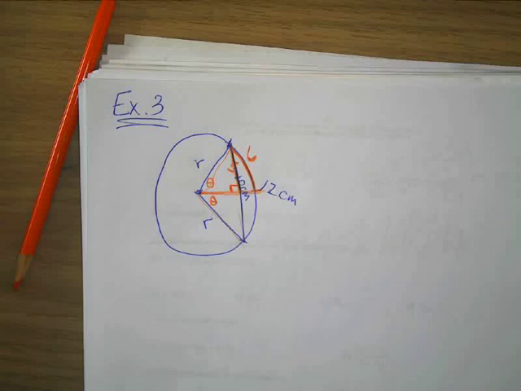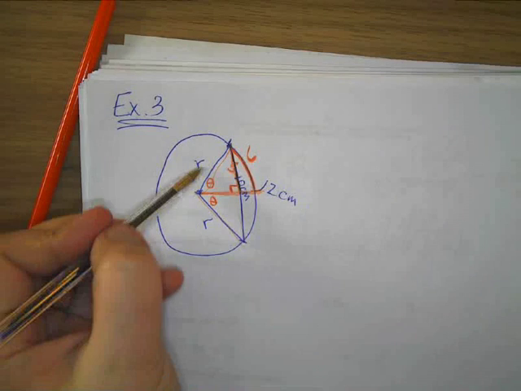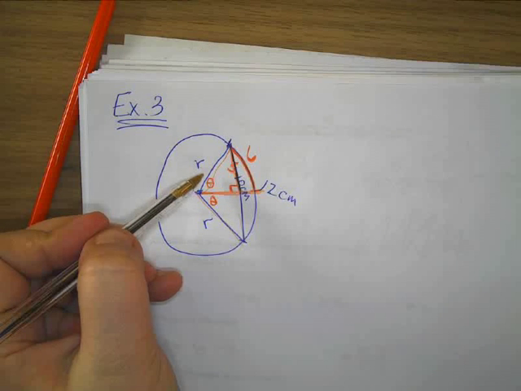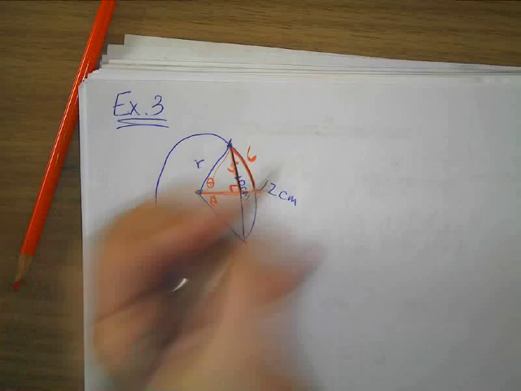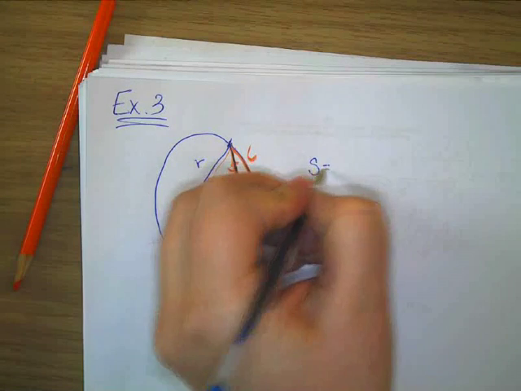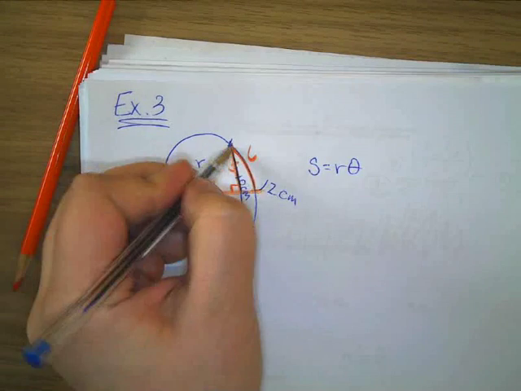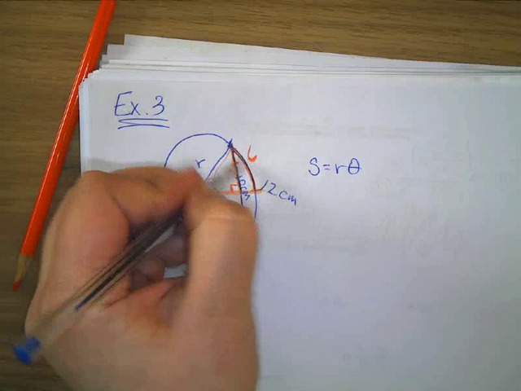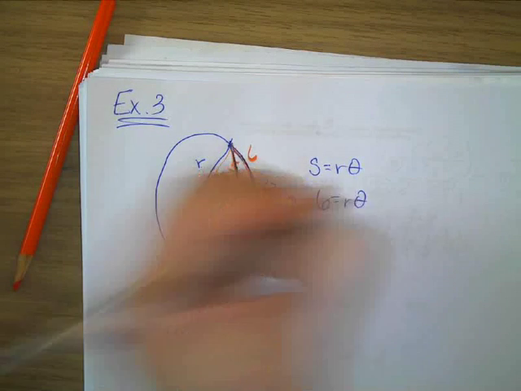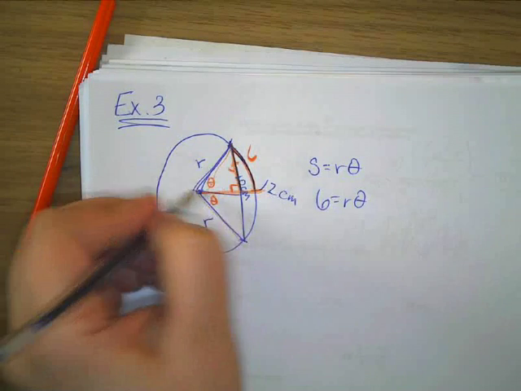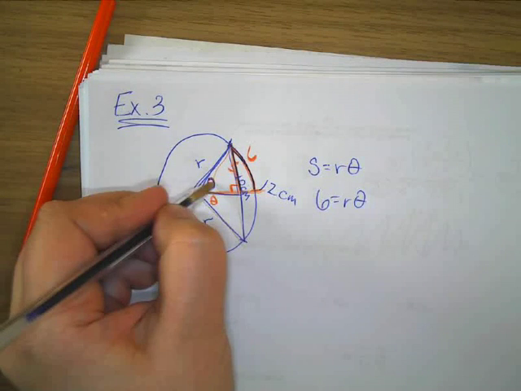Here's why we want to do that. I have 2 variables and I need 2 equations. If you have 2 unknowns, you need 2 equations to solve them. Well, the nice thing is in radians, we know that the arc length is equal to the radius times theta. Well, what's the arc length right here? 6. So we know 6 equals r theta. And then we also have this right triangle in here.